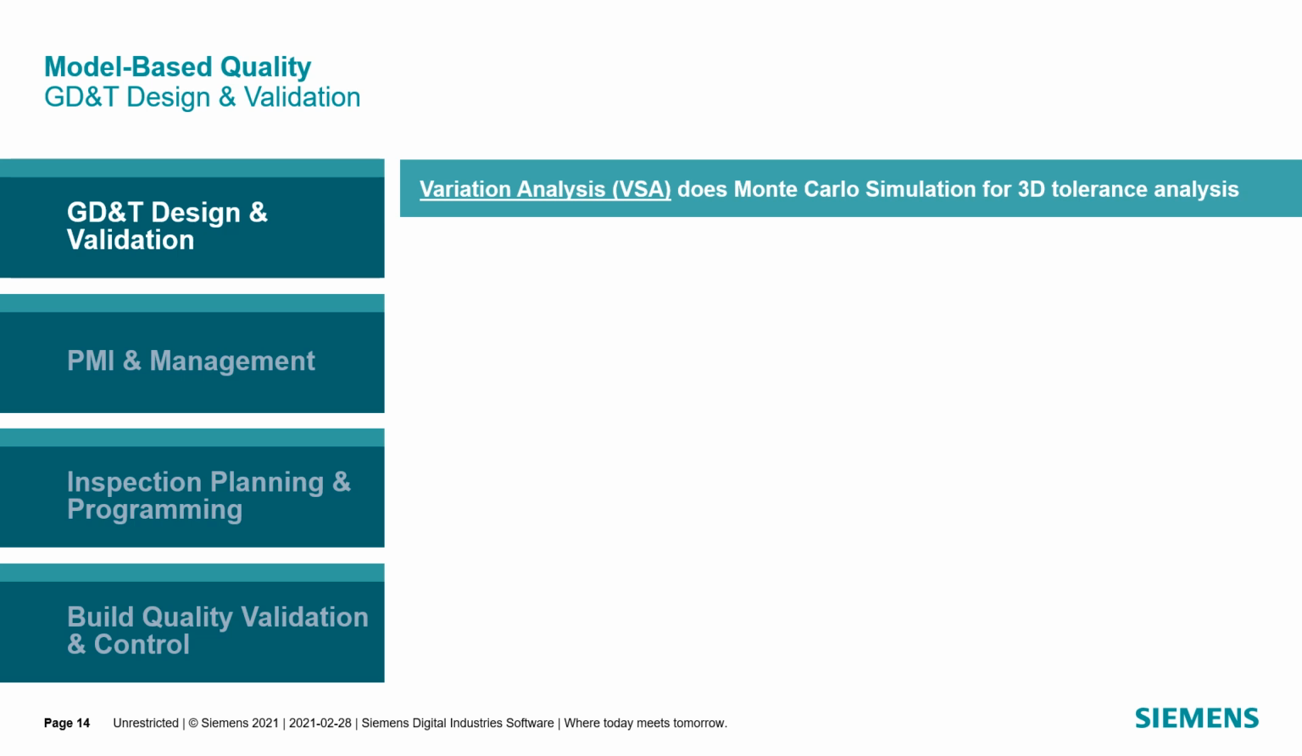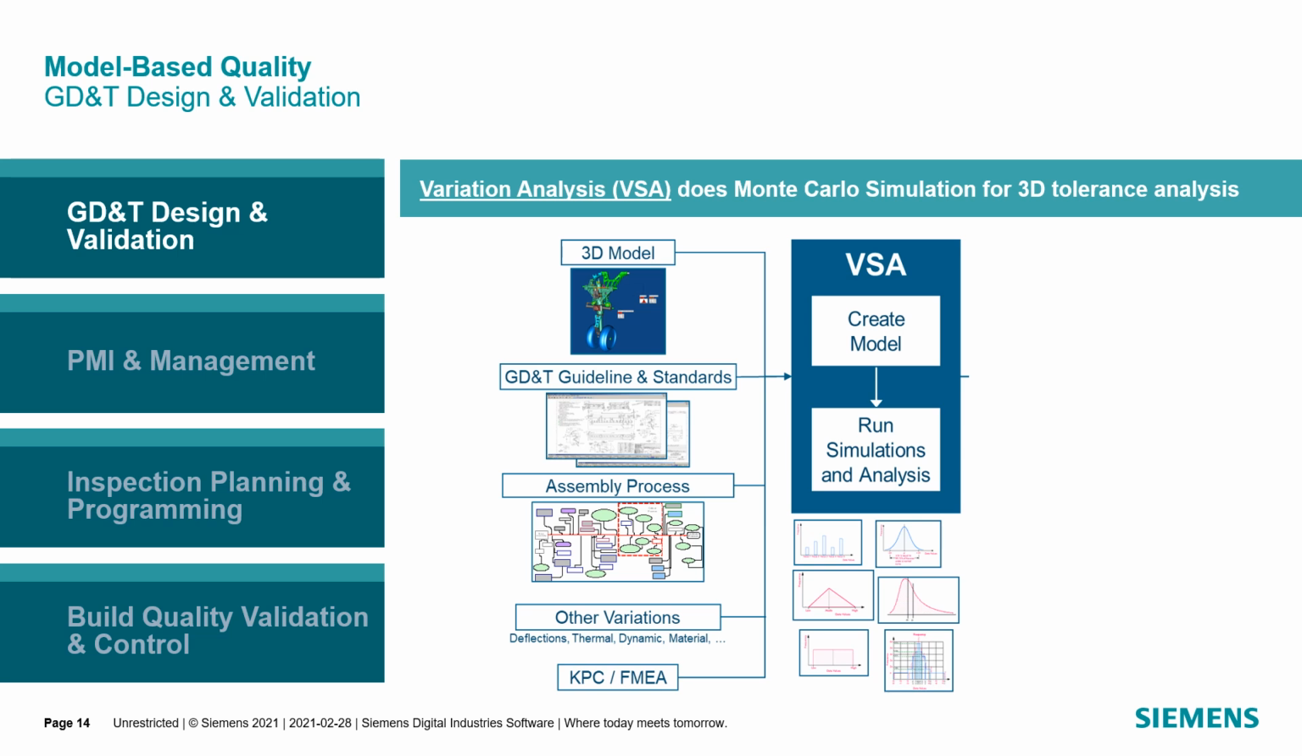Variation simulation is a computerized method for performing 3D tolerance analysis and optimization through Monte Carlo simulation of part tolerance fabrication, assembly tolerance stack-up, and KPC tolerance measurement. VSA input includes 3D models, initial GD&Ts, assembly process, other dimensional variation factors such as deflections and deformations, as well as KPC measurement requirements. The 3D models for VSA could be from many different CAD platforms through the JT format.